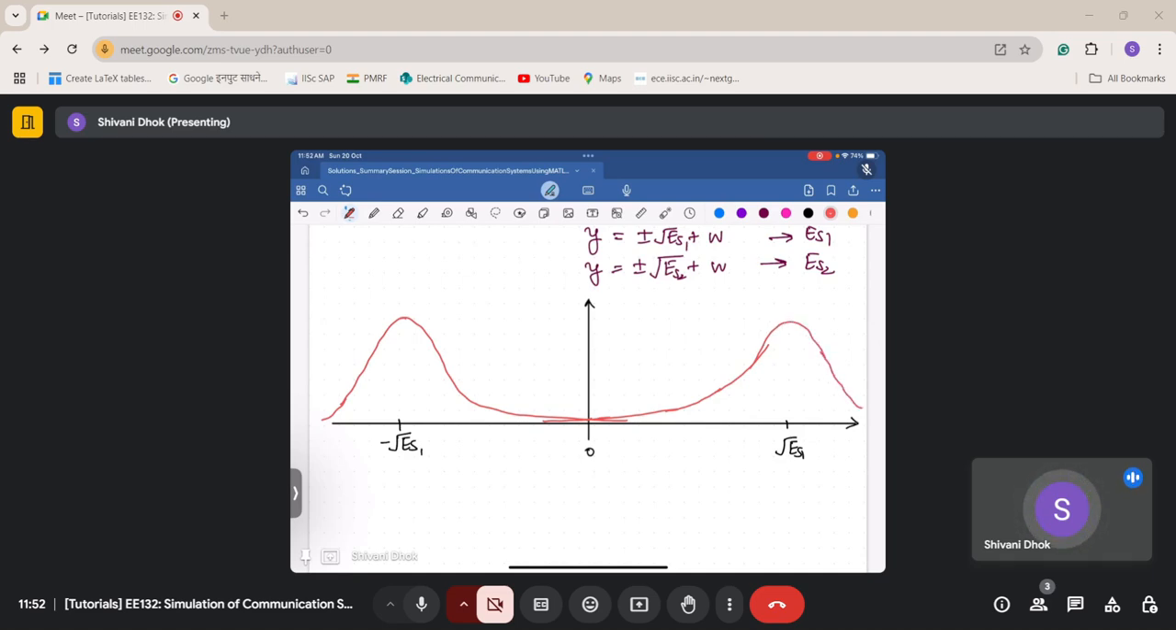Something like this. It should be symmetric. It may not look symmetric, but it should be symmetric. Okay, so this is for your ES1, and same thing when we are having ES2. Your ES2 is smaller than your ES1. Let's say it is here, like this. So now you will have something like this. Same variance. In here, same thing.